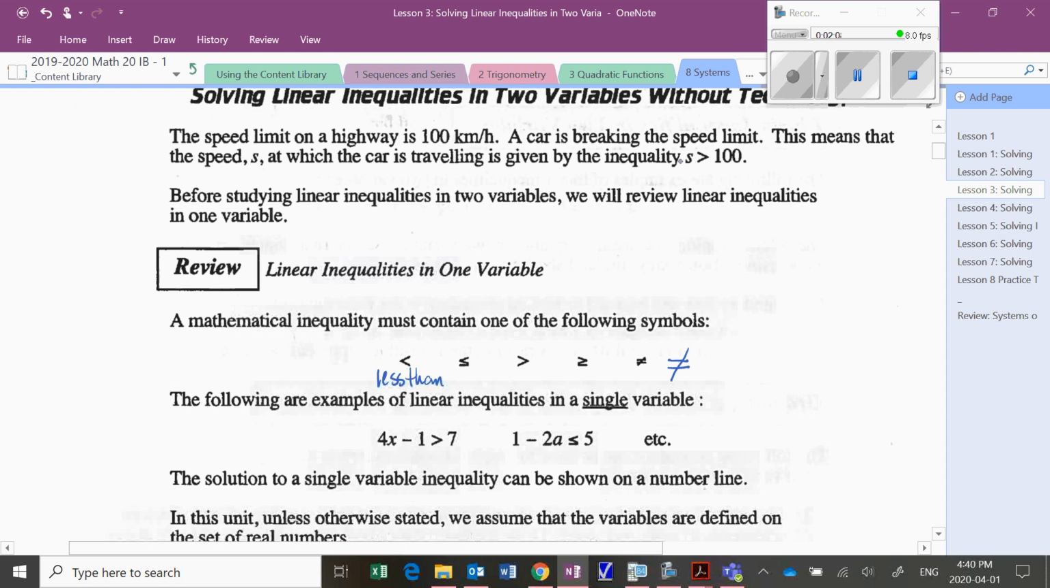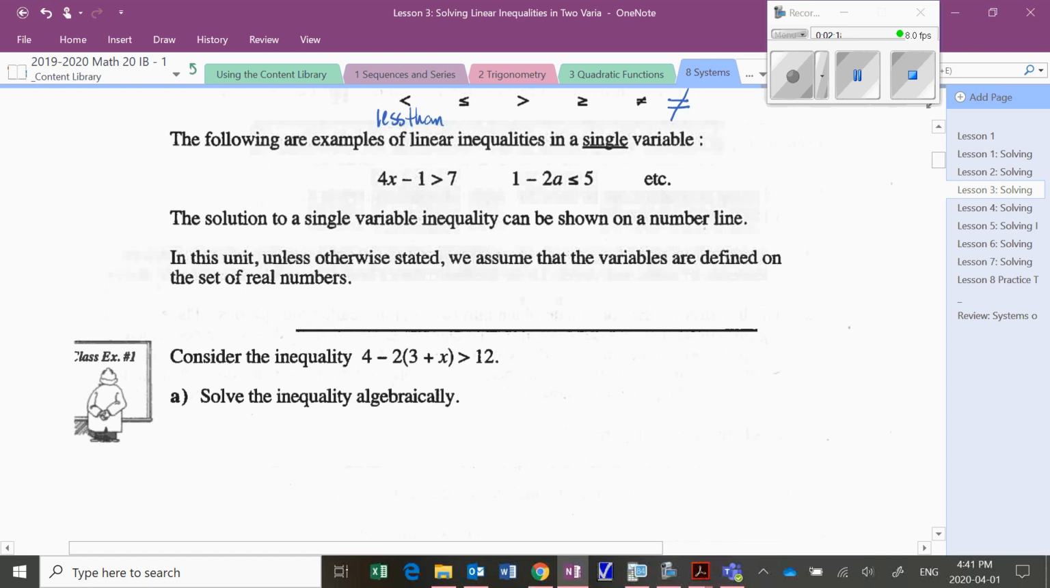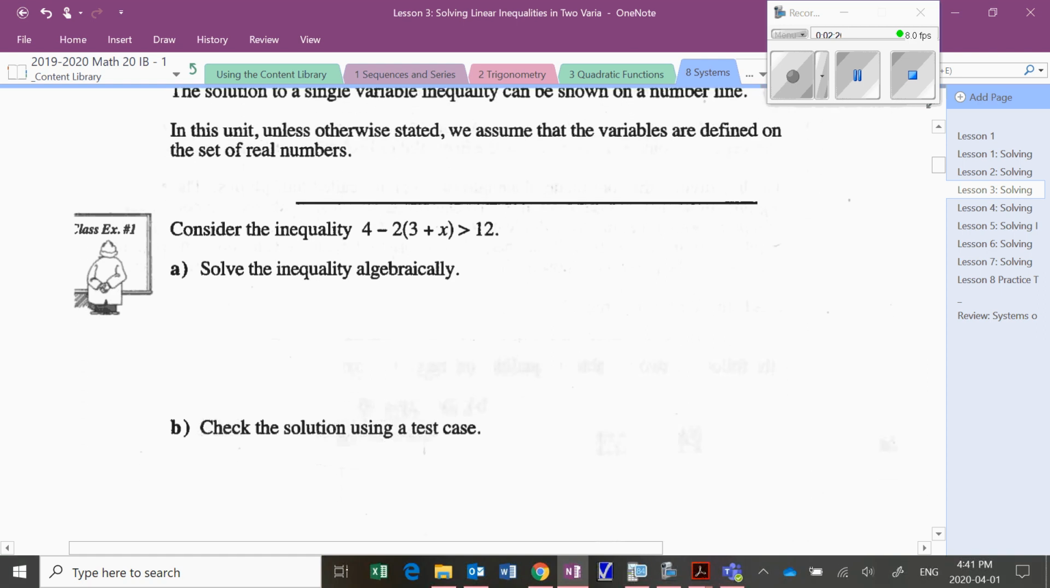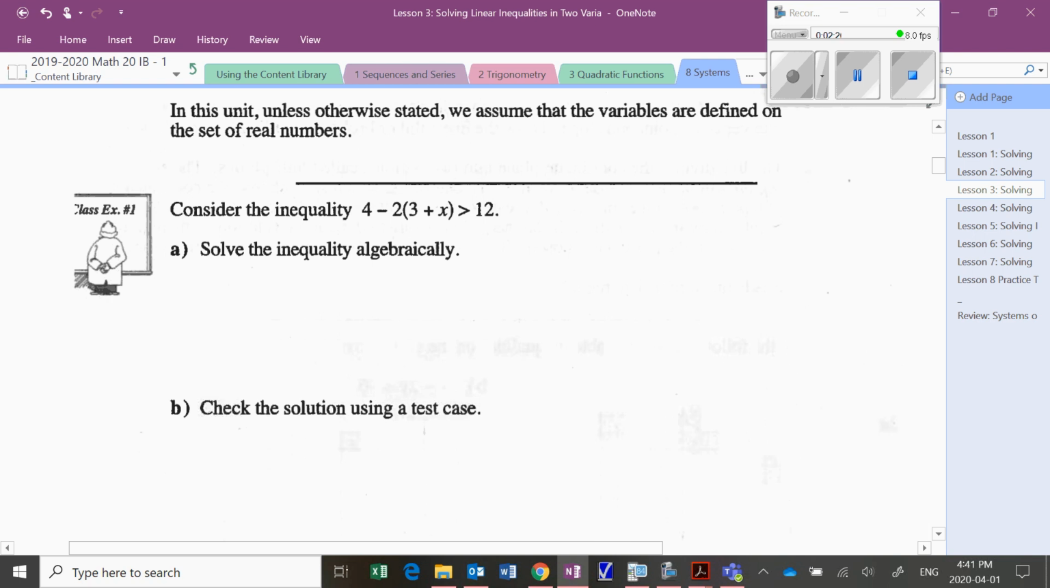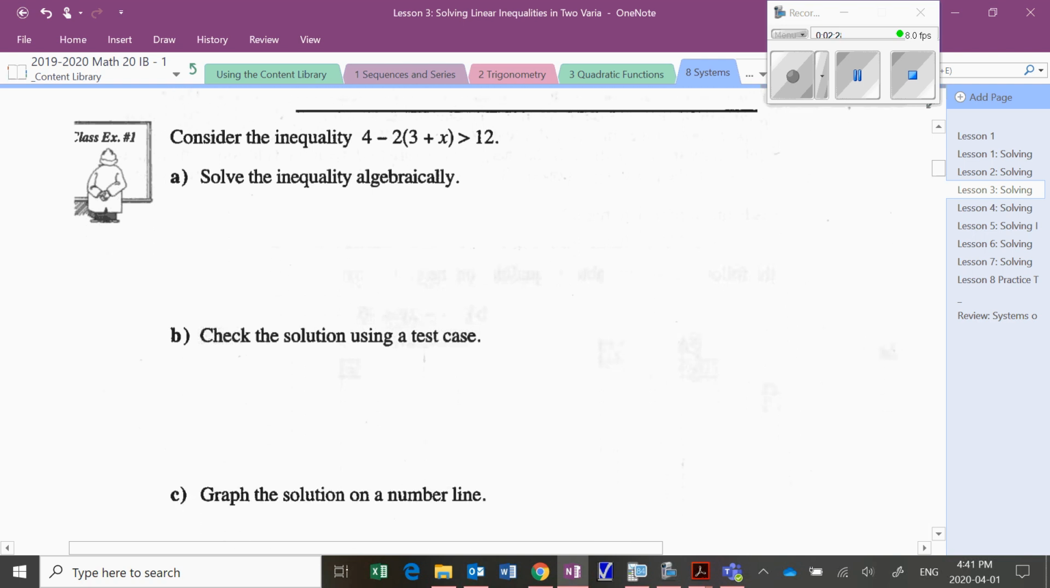So an inequality is different than an equation, because an equation has one possible solution. Our inequality is going to have multiple possible solutions that will satisfy it. So assuming that the variables are defined within the set of real numbers, if we consider this inequality and if we want to solve it algebraically.